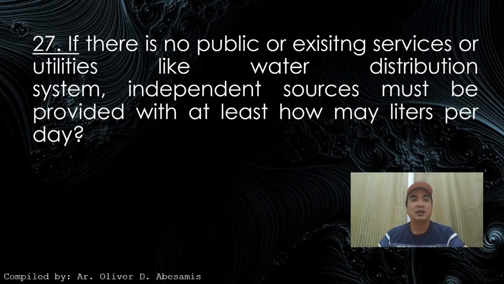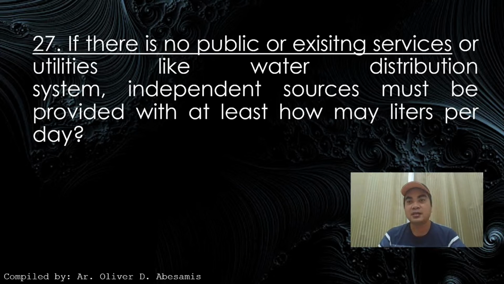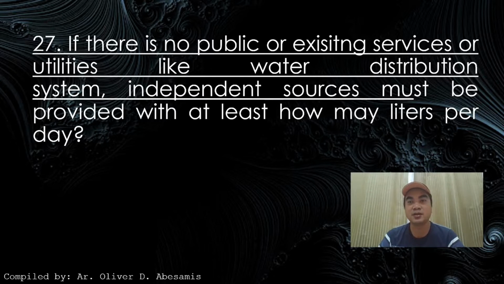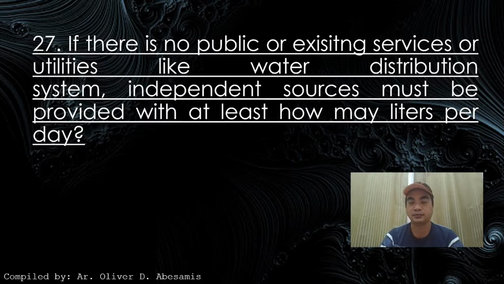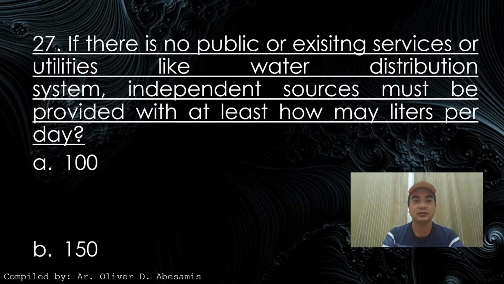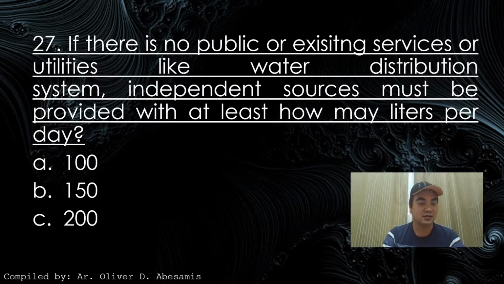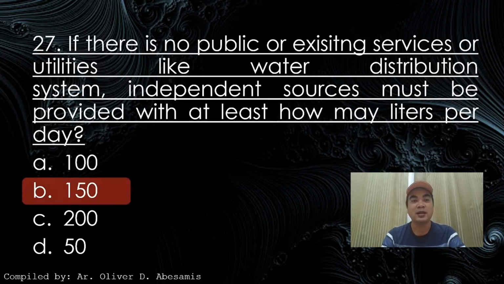27. If there is no public or existing services or utilities like water distribution system, independent sources must be provided with at least how many liters per day? A. 100, B. 150, C. 200, D. 50. Answer: B. 150 liters per day.